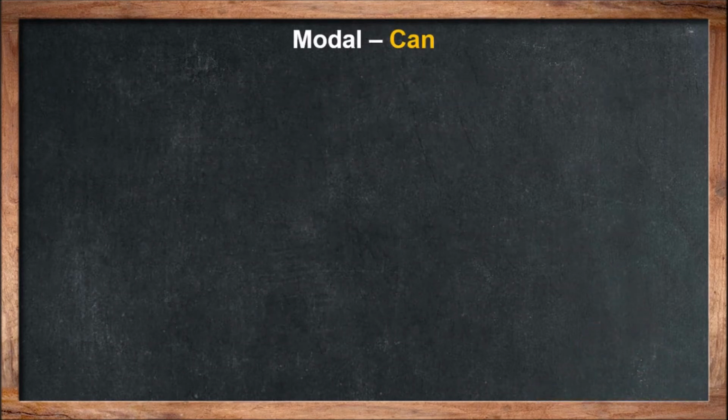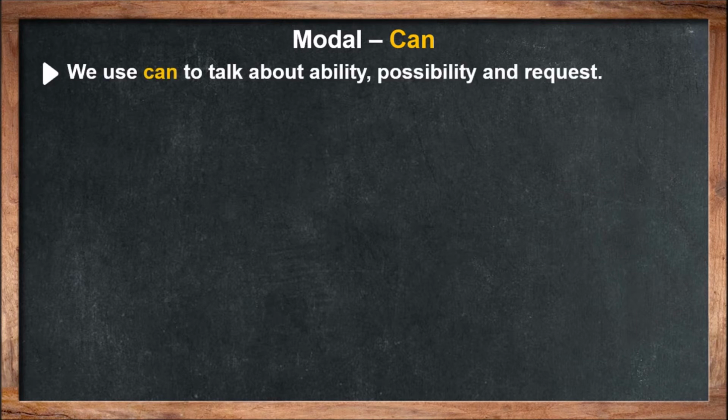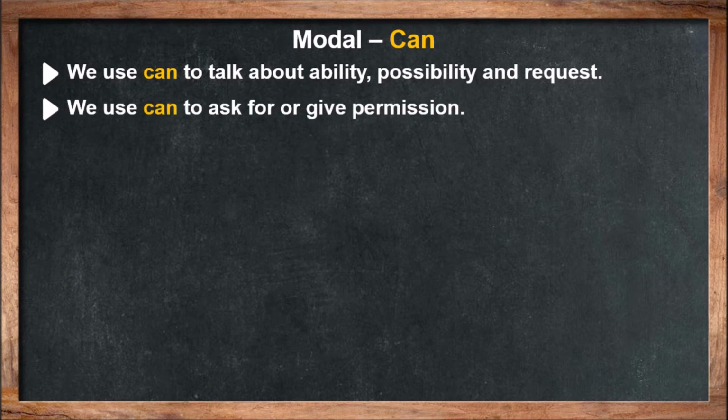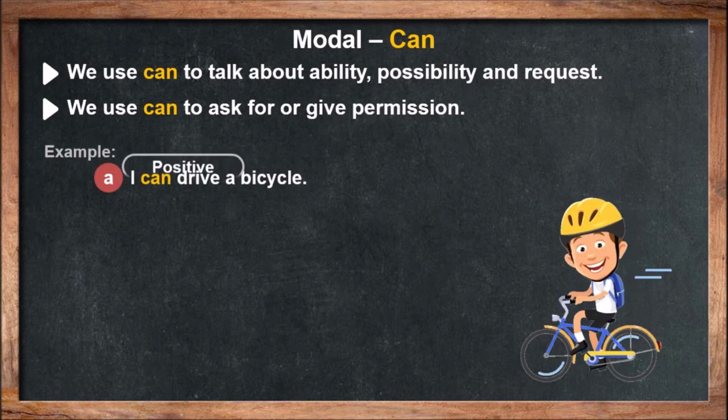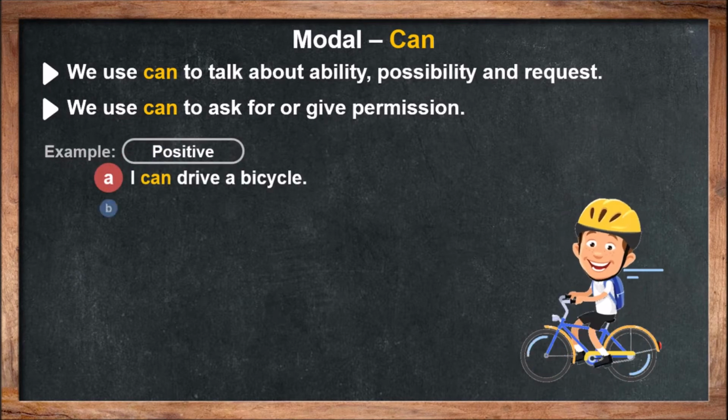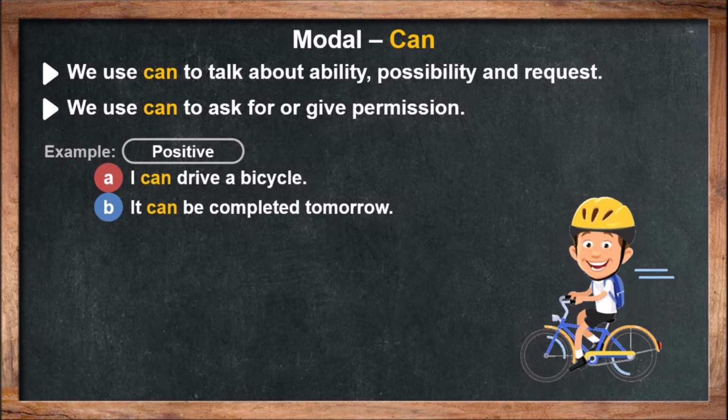Let's learn how to use the modal can. We use can to talk about ability, possibility, and request. We use can to ask for or give permission. Example, sentence number A. I can drive a bicycle. Sentence number B. It can be completed tomorrow.